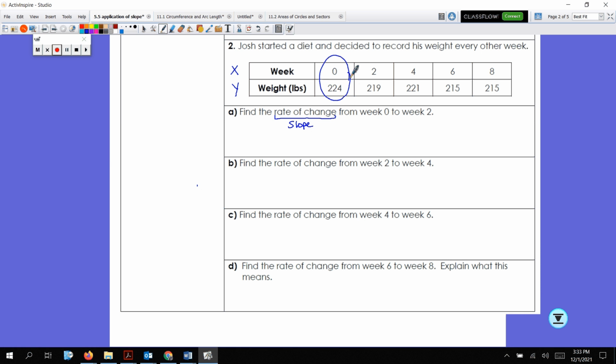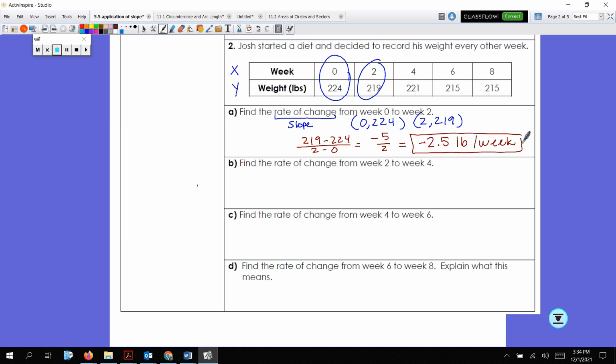So here are my ordered pairs: 0, 224 and 2, 219. All right, so we plug it into the slope formula. 219 minus 224 over 2 minus 0. That gives me negative 5 over 2, which, because we are talking about application problems, we're going to go ahead and simplify even further and get negative 2.5 pounds per week, so we can answer the question.